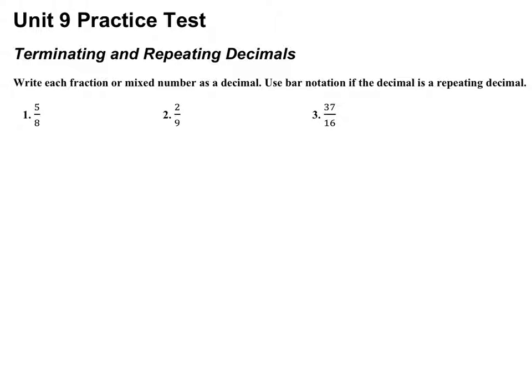All right, terminating and repeating decimals for this practice test. We also went over classifying numbers. We started with natural, whole, integer, rationals, reals, all of those are reals, and we also went over irrationals. So write each fraction or mixed number as a decimal using bar notation if the decimal is repeating.